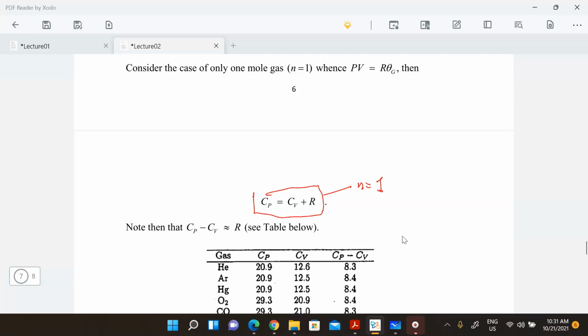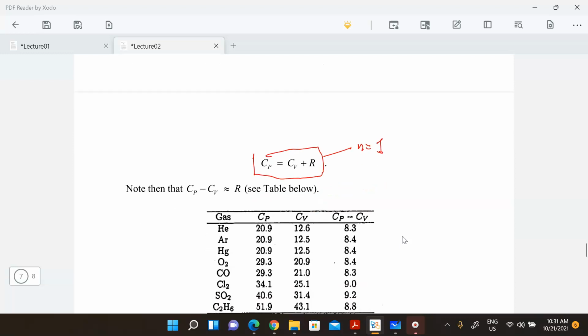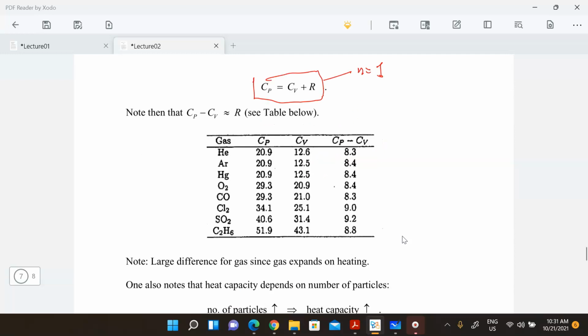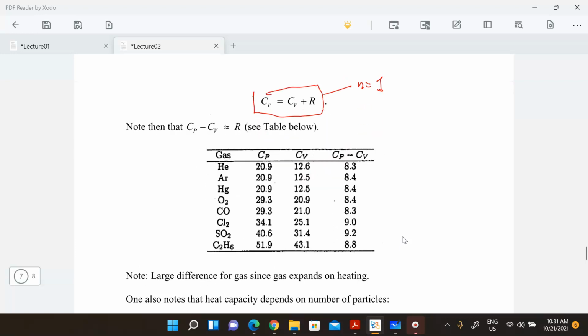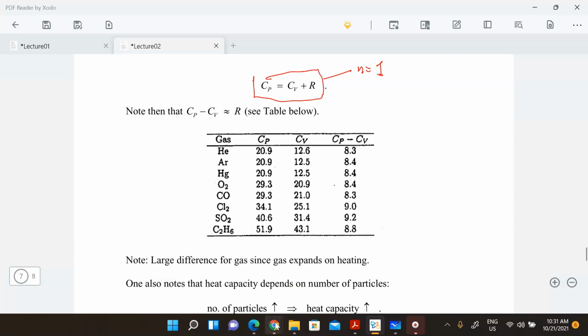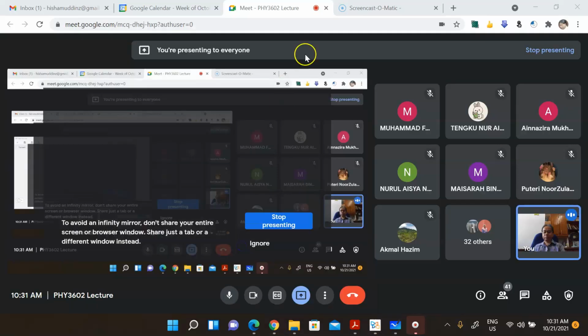So you can see, if you rearrange the equation there, that the difference between the heat capacity at constant pressure and the heat capacity at constant volume is just given by the gas constant. And this is the table that was shown in the book. What's the gas constant? Can anyone remember what the gas constant is? Let me look it up. I can't remember all these things.